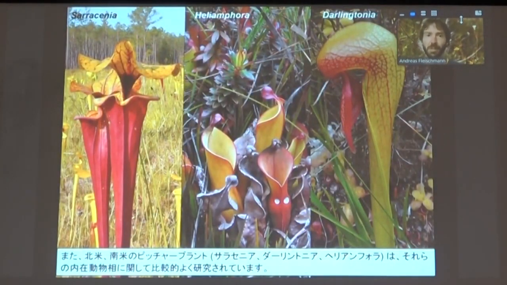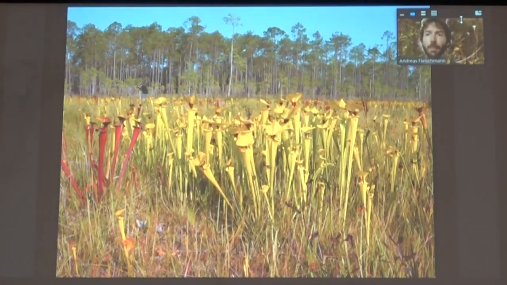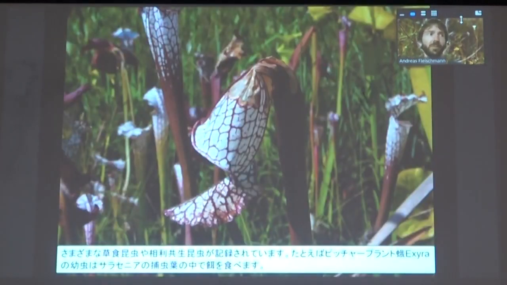Also, in the American pitcher plants of the family Sarraceniaceae, so Sarracenia, Heliamphora, and Darlingtonia, the infauna has been comparatively well studied. If you have large fields of Sarracenia like this, people study the insects living there, the birds of prey affection, and you frequently find, for example, the pitcher plant moth of the genus Exyra.